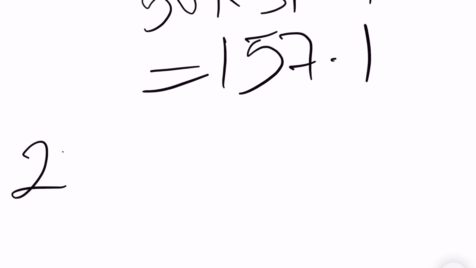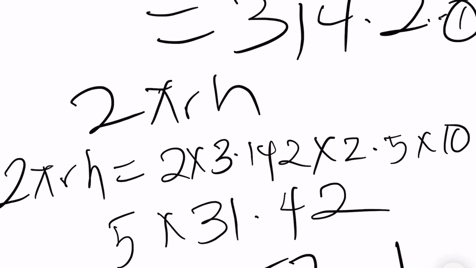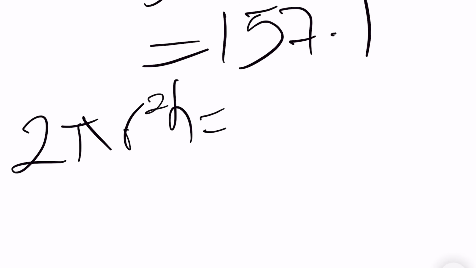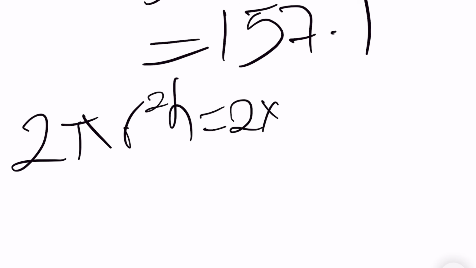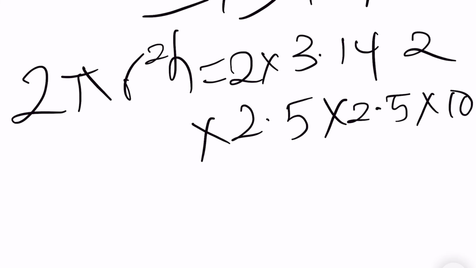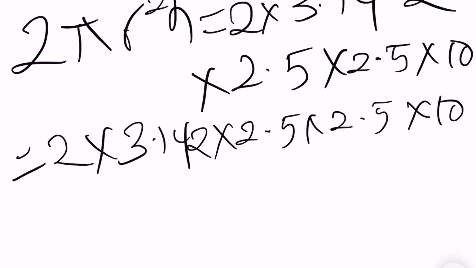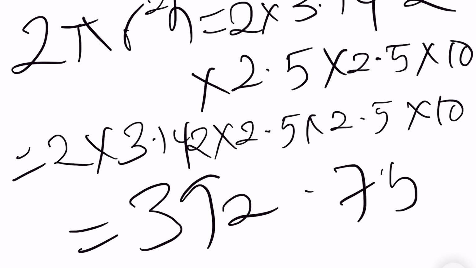Now the last part, which is 2 pi r squared. We have it to be 2 times 3.142 times 2.5 times 2.5. And when we solve this using our calculator, we have this to be 392.75. Now we have to add, then minus.